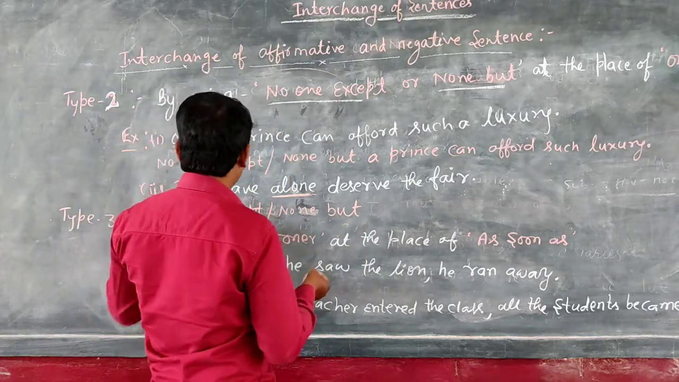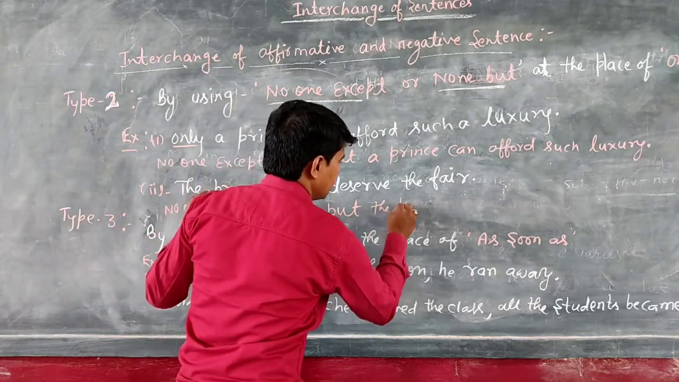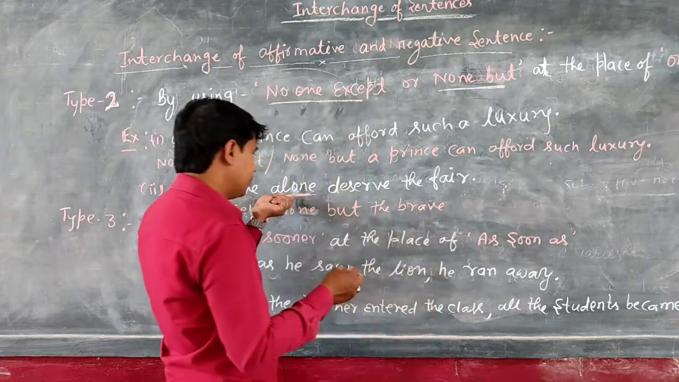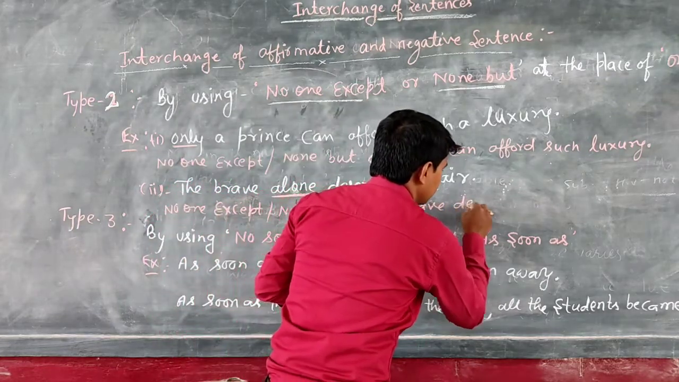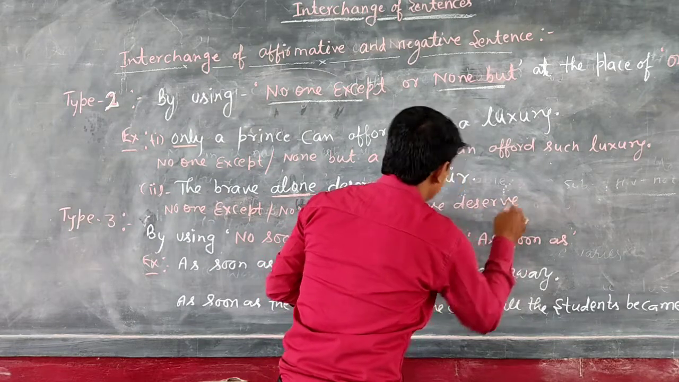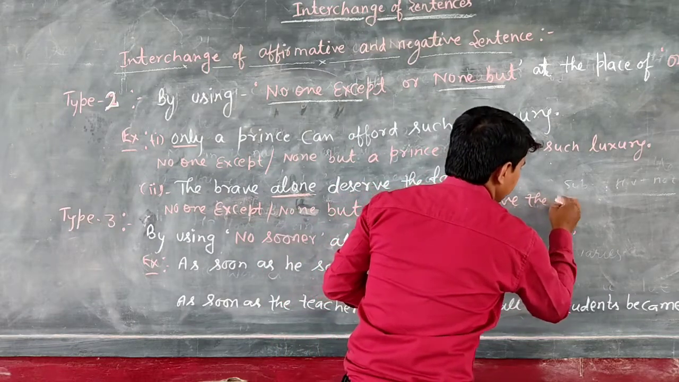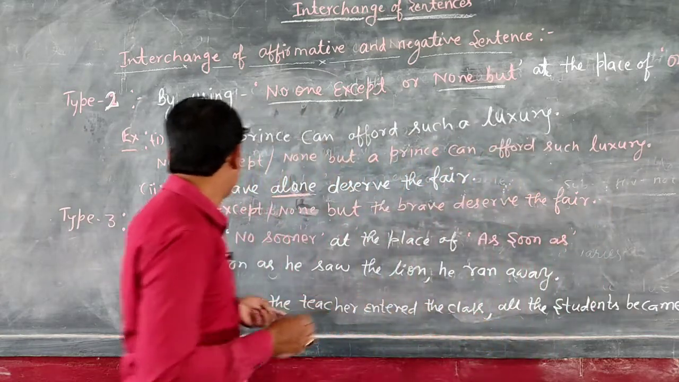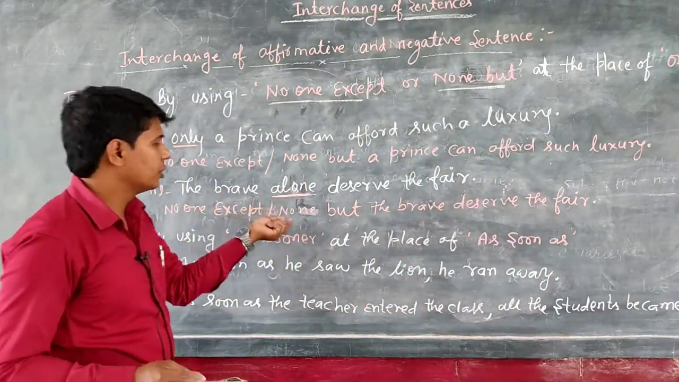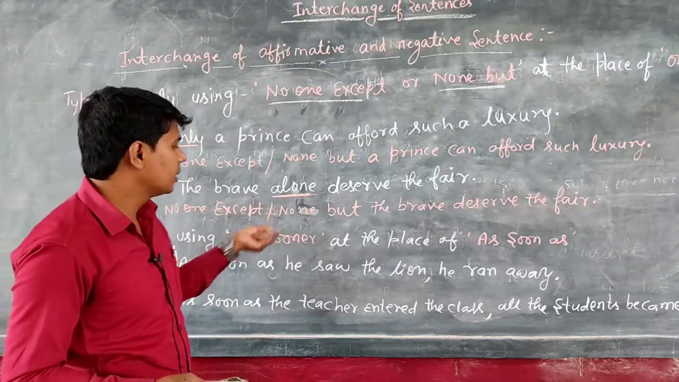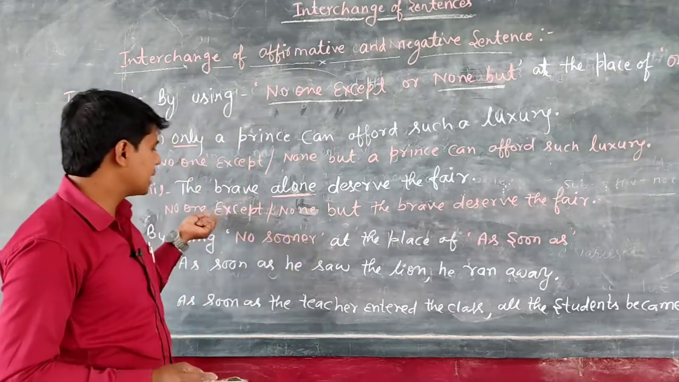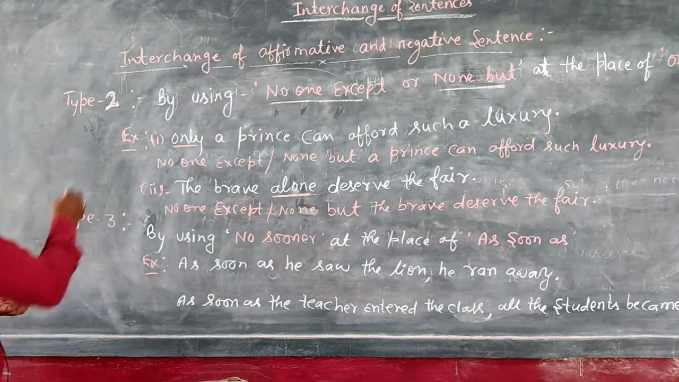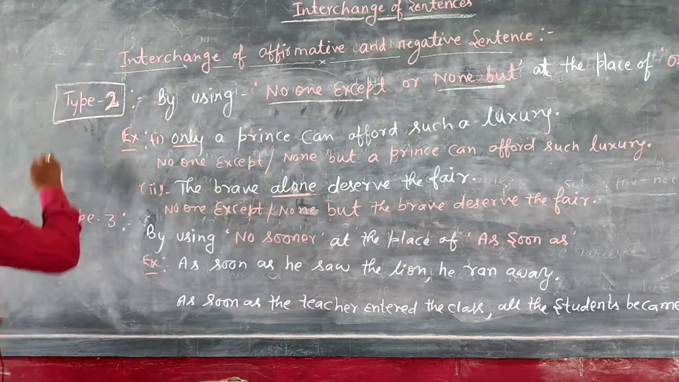After that, what will you write? The brave, you have to remove alone. Deserve the fair. Okay? No one except, sorry, no one except, none but. Okay? You can use any one of the both words. So students, I hope you have got type second very well.